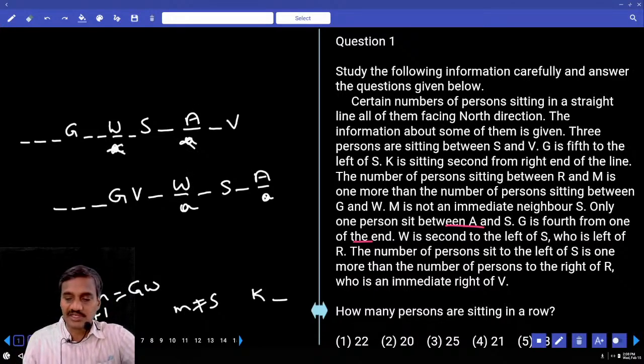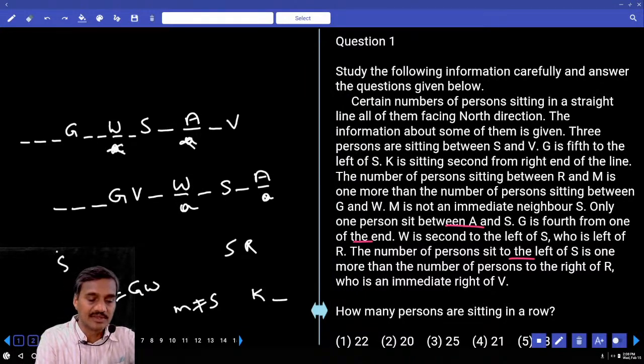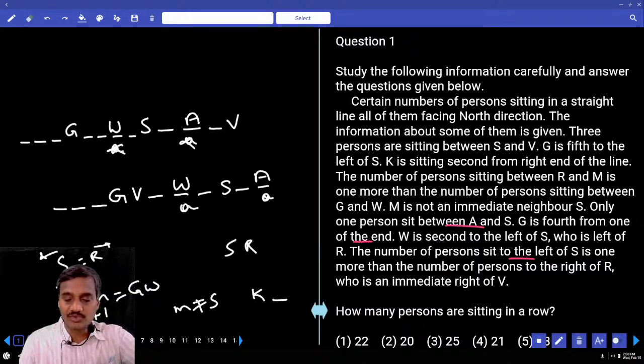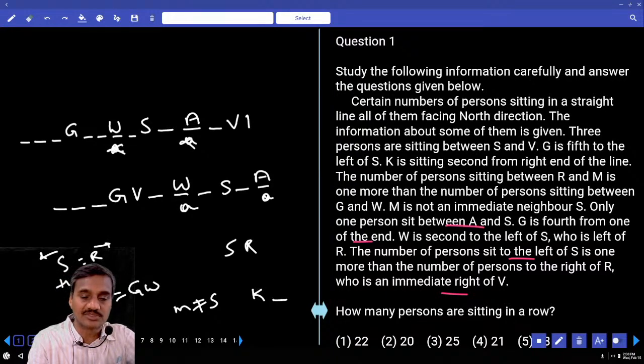And W is seated second to the left of S. S is to the left of R. Now this S is to the left hand side of whom? S is to the left hand side of R. And the number of persons sitting to the left of S is 1 more than the number of persons to the right of R. R is an immediate right of V, hence R must be here.